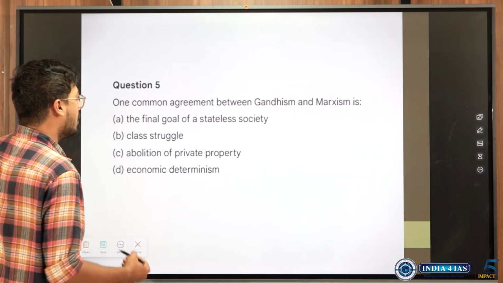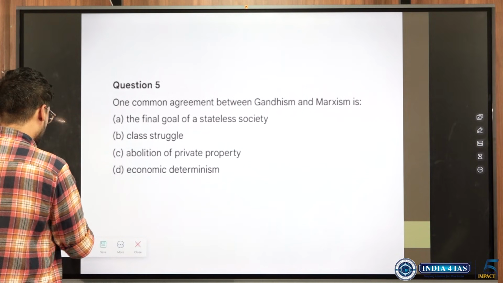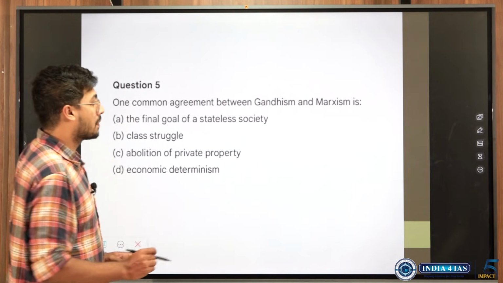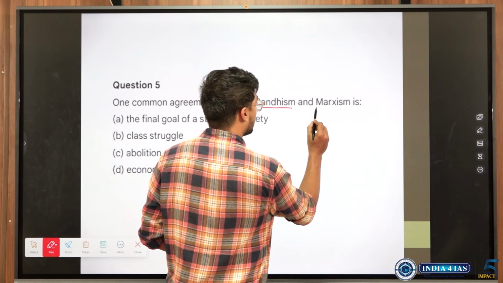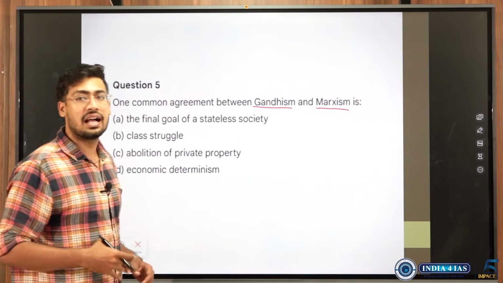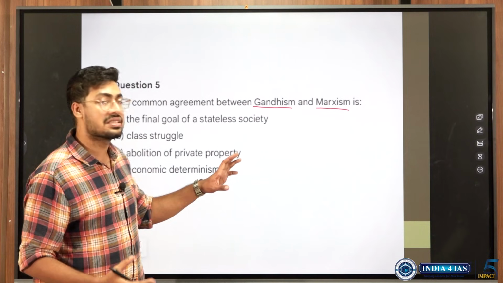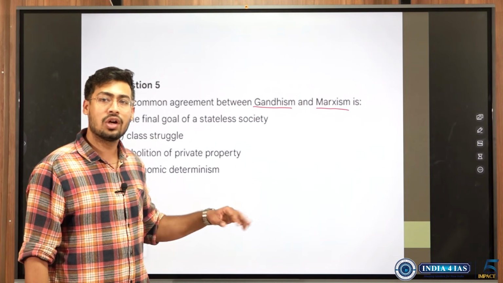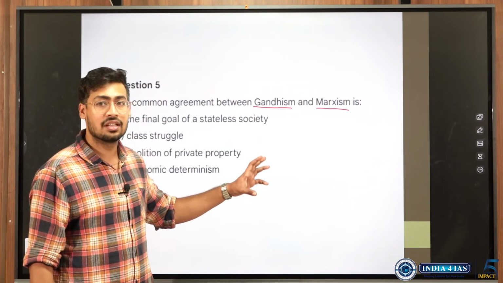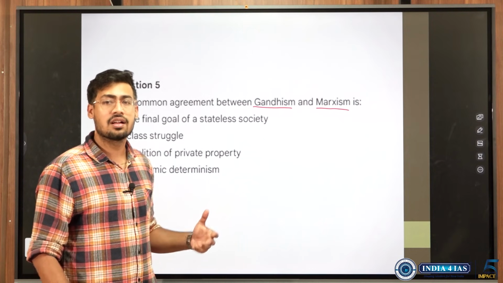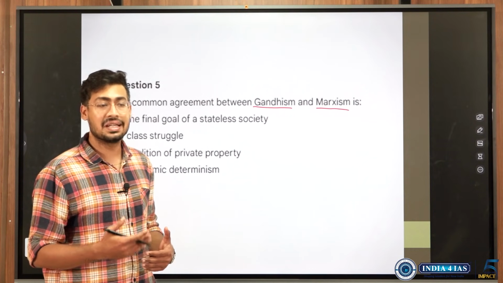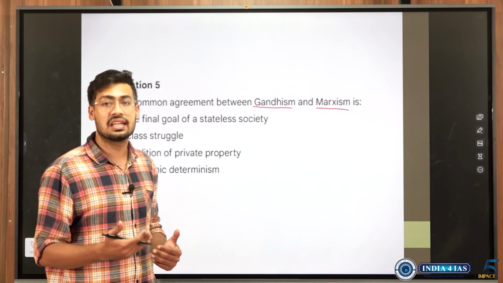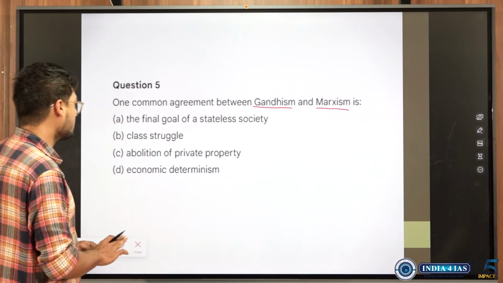One common agreement between Gandhism and Marxism. If you look at this question, this was a bouncer because we know about the Gandhian principle, but Marxism is a sociological topic. Those who have sociological optional would have been aware of this, but for general students it is difficult. Everyone has heard about Karl Marx, but in depth what are his principles, what is his theory, many people don't know.